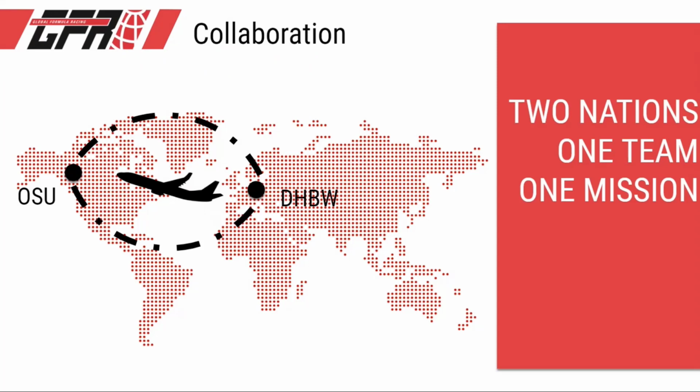Global Formula Racing is an international Formula Student racing team composed of students from both Oregon State University as well as the DHBW Ravensburg in Germany. Together, each year we design, manufacture, and test 2 electrically powered cars that compete against more than 500 universities in competitions in both the United States and Europe. Even though there is a 9-hour time difference between the 2 schools, the team continues to work around the clock to accomplish our common goal, that is, to win.